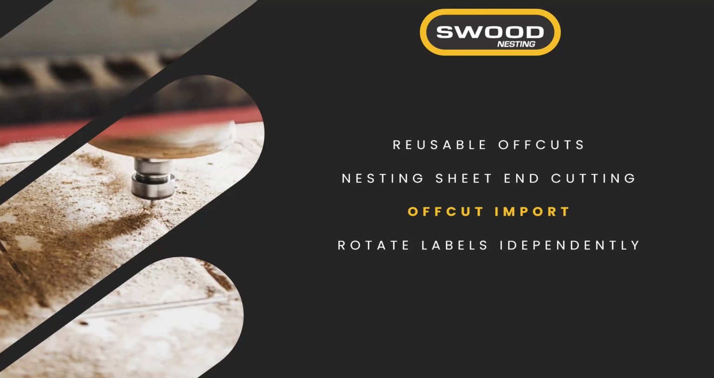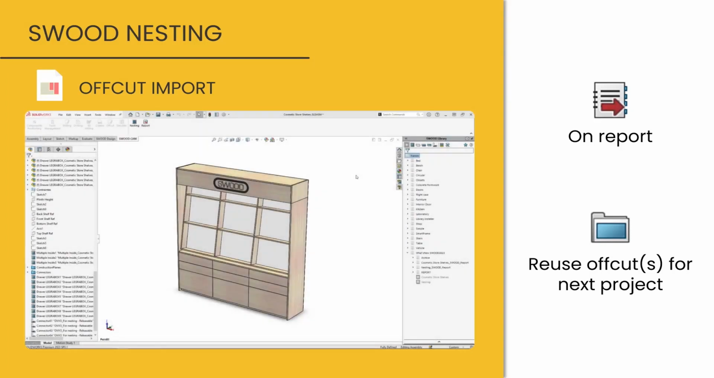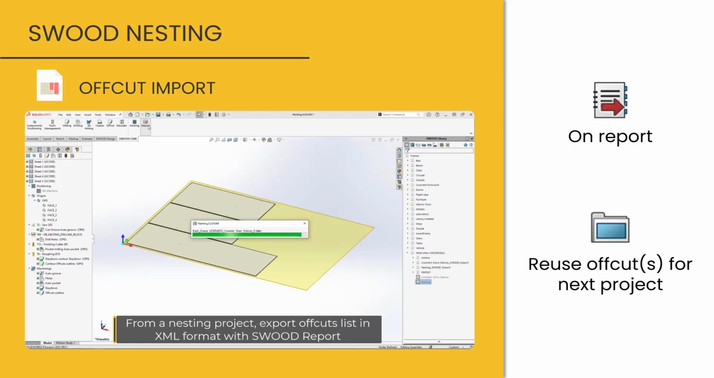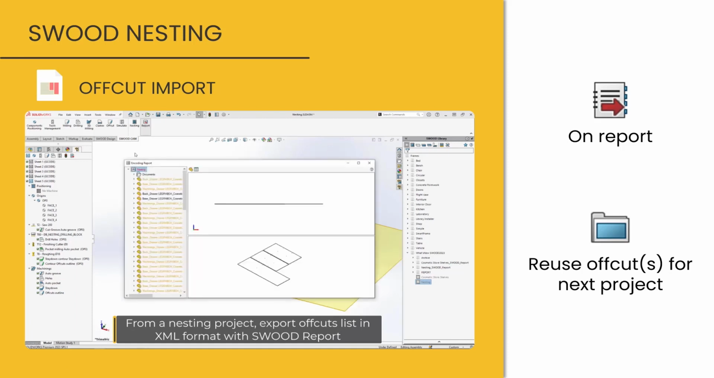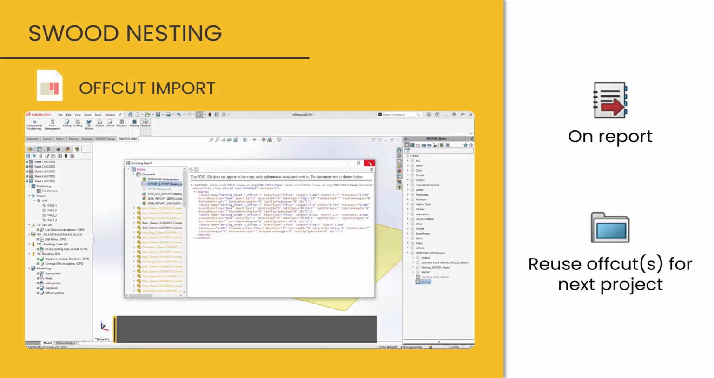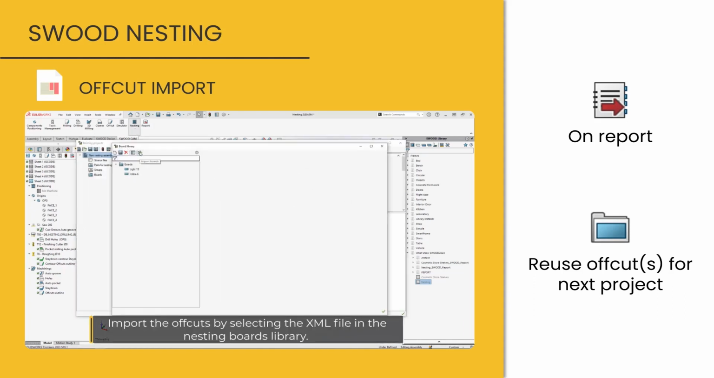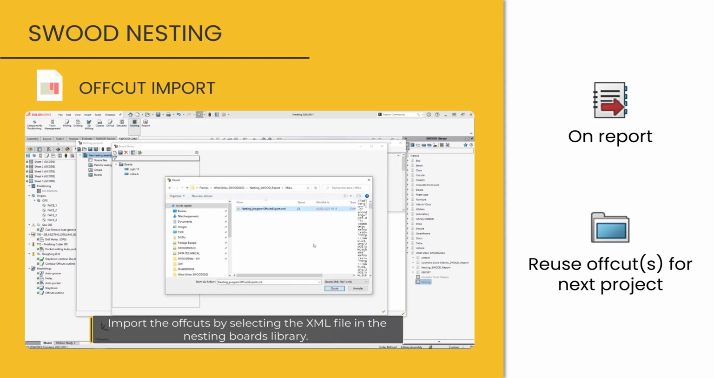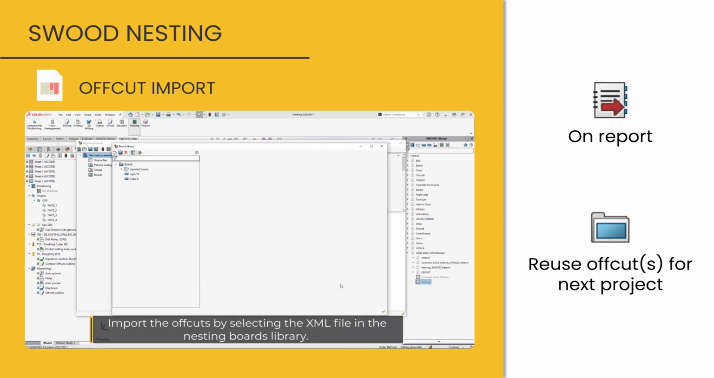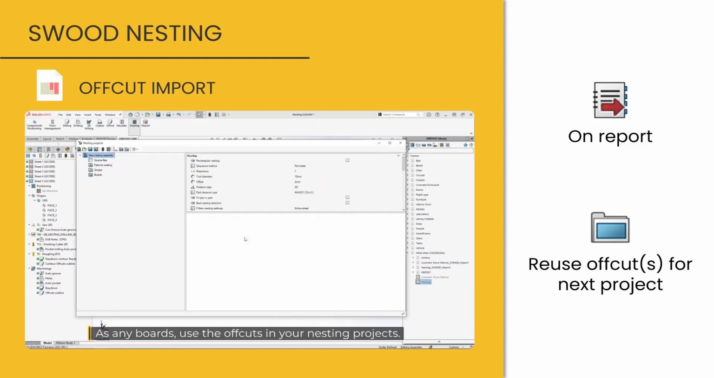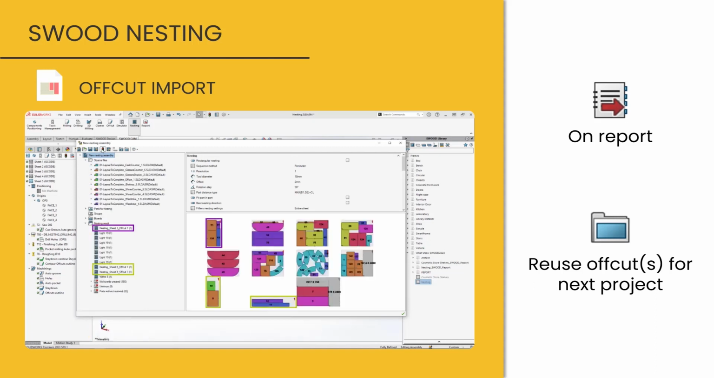Then, after cutting the offcuts, we want to use these offcuts for the next project. To do so, after running a SWOOD report, an XML file is generated. In the board library, thanks to the new import board features, you can select the XML file created before to create the previous offcut in the library. Once these new boards are created, you can use them as any other board for your next optimization.